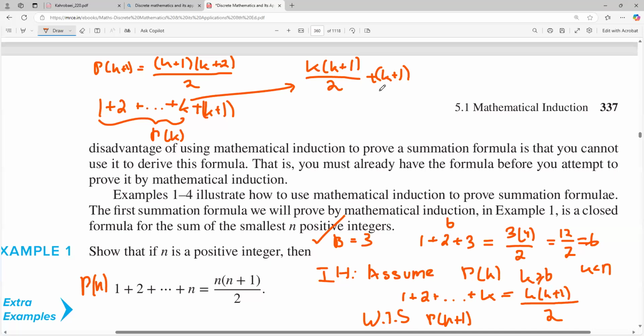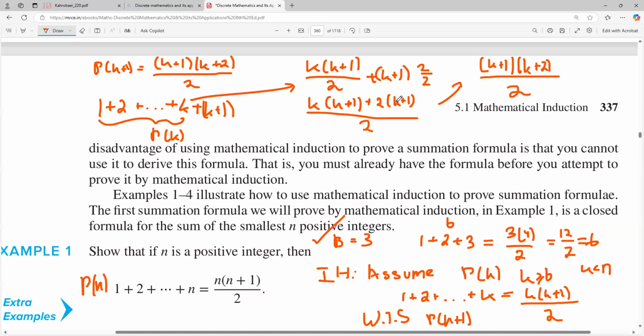Okay, so now, mathematical step, I want to combine this, just multiply this by 2 over 2. I get K times K plus 1 plus 2 times K plus 1 over 2, right? I can factor out a K plus 1 from both terms. I get K plus 1 times K plus 2 over 2. Right? Yeah, there you go. We proved what we want to.